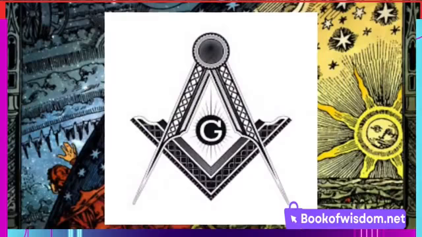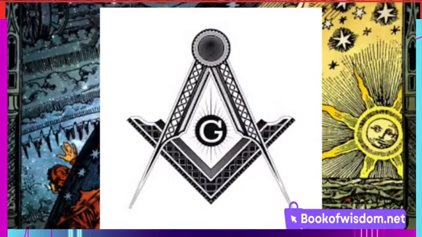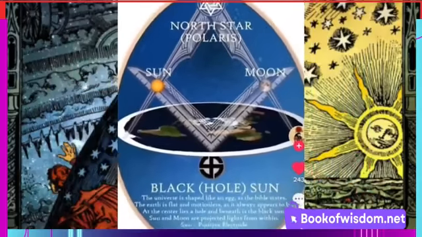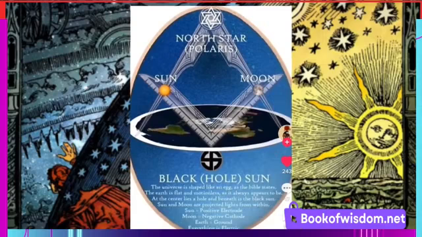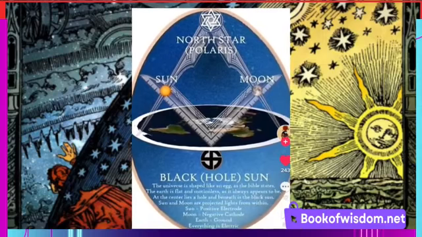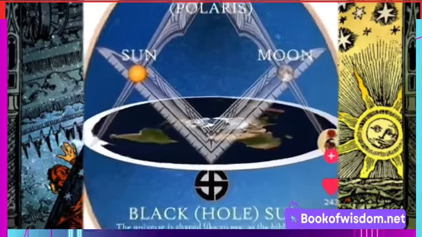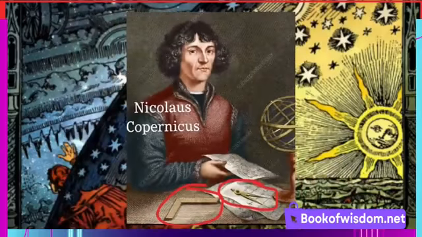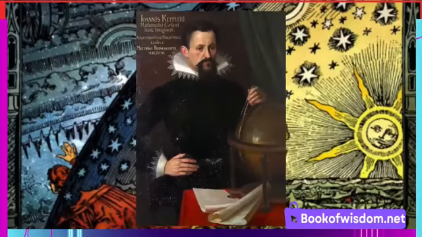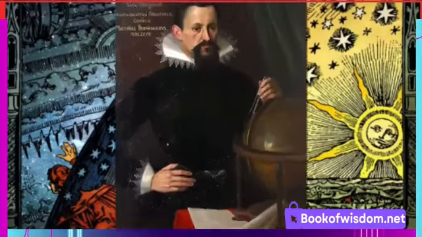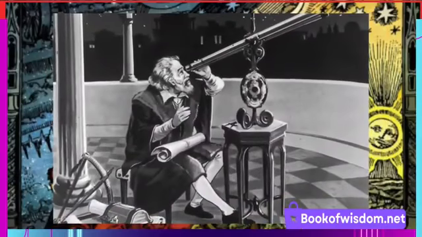Now the true nature of the sun, the moon, and the earth is shown and reflected through the Masonic compass. The Masonic compass is the sun, the moon, Polaris at the top, and the black sun at the bottom. It makes sense why all the scientists who introduced the globe model all used the compass and the globe together, because it's truth in plain sight.